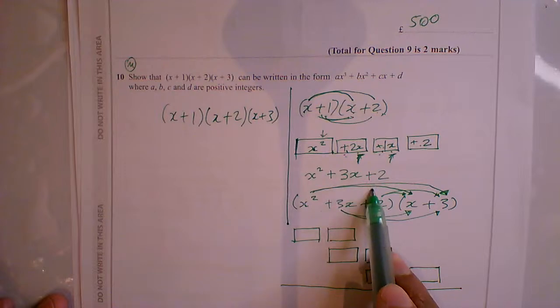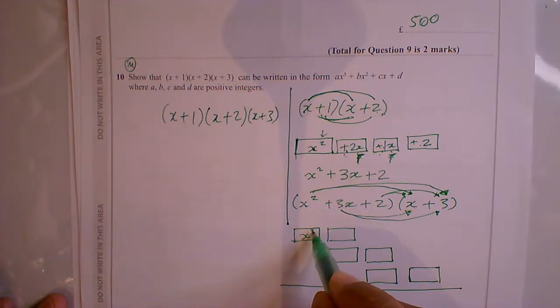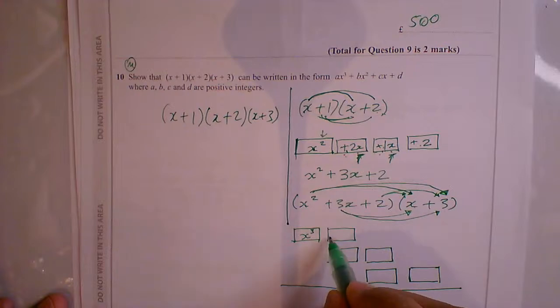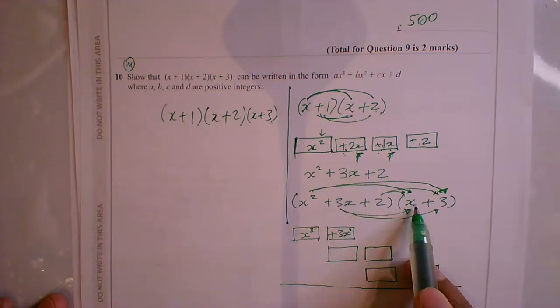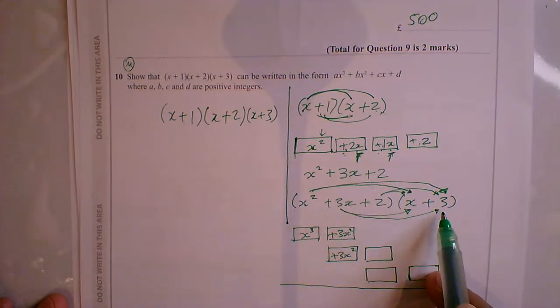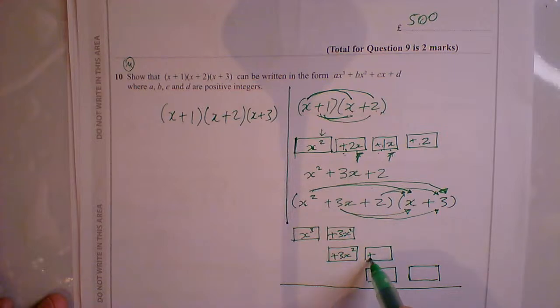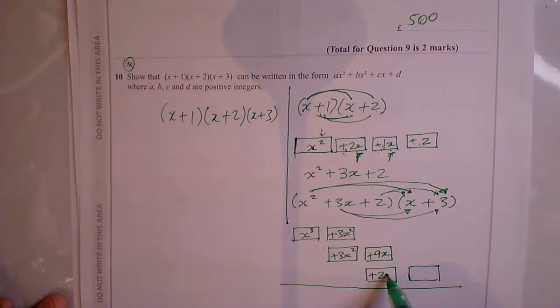So I've got x squared times x, which is x cubed. X squared times 3 is plus 3x squared. 3x times x is 3x squared, plus 3x squared. 3x times 3, so 3 times 3 is 9x. 2 times x is 2x, so plus 2x. 2 times 3 is 6, so plus 6.